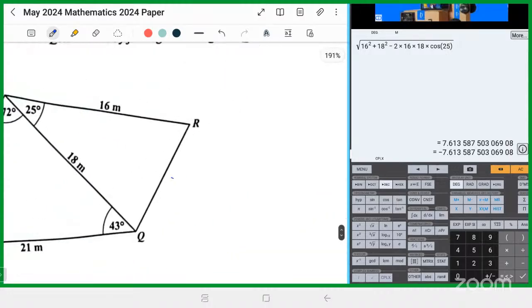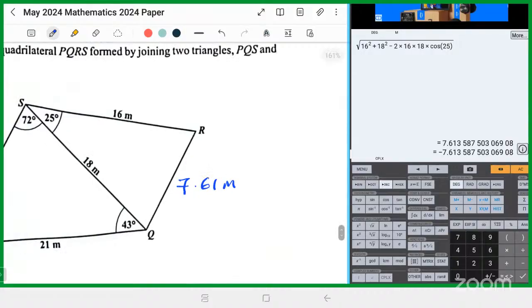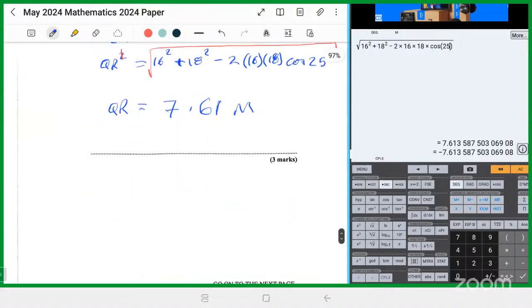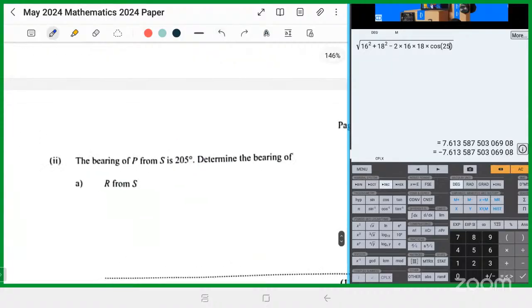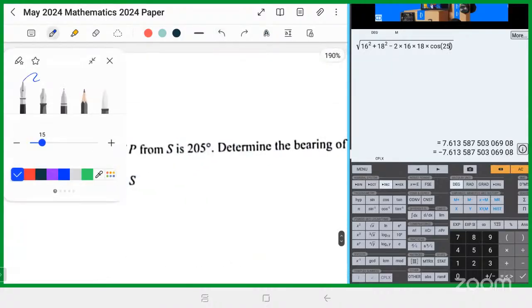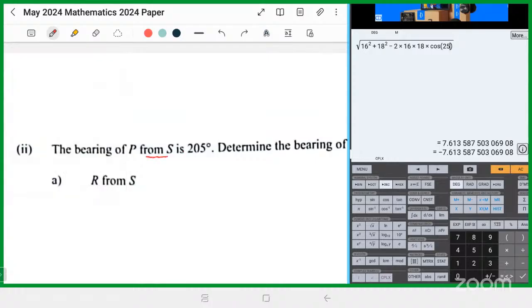So this is 7.61 meters. That's what we worked out, alright? Let's continue. It says the bearing of P from S is 205 degrees. Now remember, when you're given a bearing, you always want to take note of the from position. And it's from S, so it's from S to P. We want the direction from S to P as a bearing, it is 205 degrees.